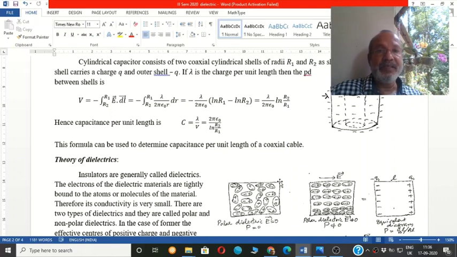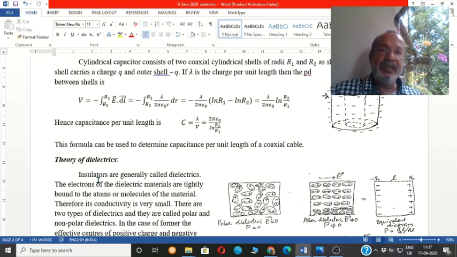Today I will discuss the theory of dielectrics. Dielectrics means nothing but an insulator. We have got insulators and conductors. Of course, a semiconductor is also there. A conductor is a good conductor of electricity, and an insulator will not conduct any electricity. It will not contain any free charges to move.